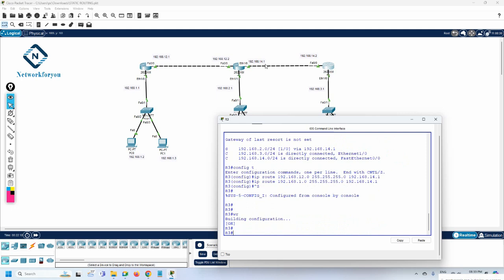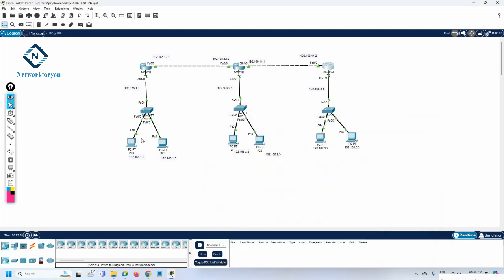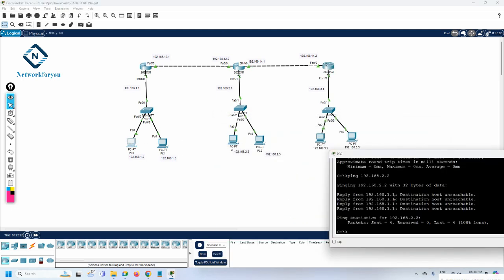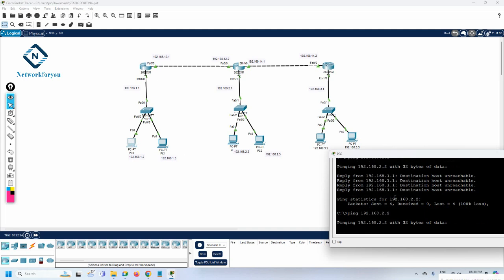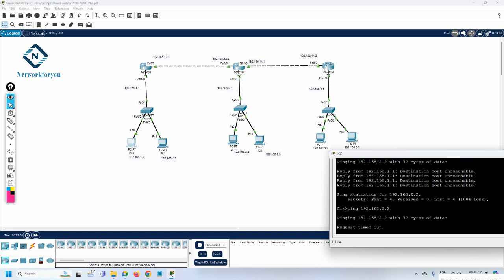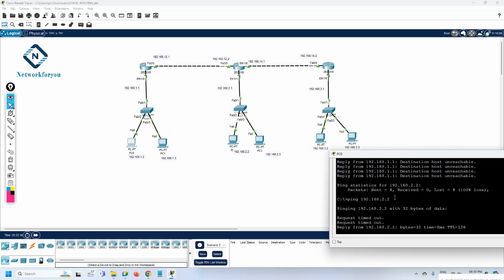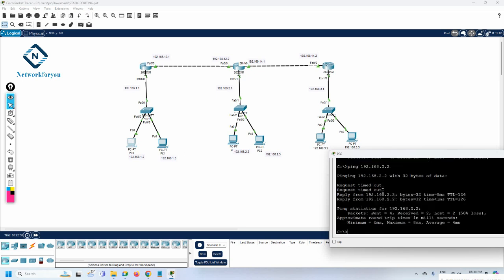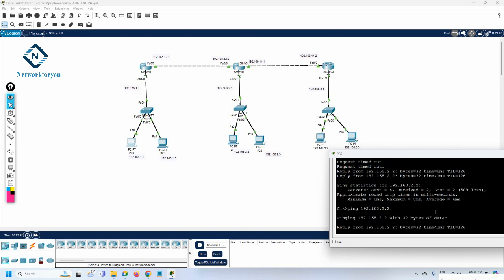Okay, that's all. This is the configuration. Now let's save the configuration and try to ping again and verify. I'm pinging 2.2, from the head office to the branch office. First packet may be dropped because of ARP. Address Resolution Protocol is a protocol that gets the MAC address from the IP address. So for that purpose, the first two packets may be dropped. After that, it is working. Now if you ping again, it will work.